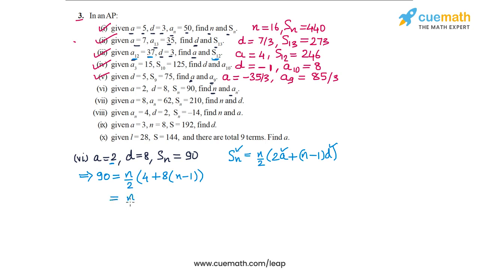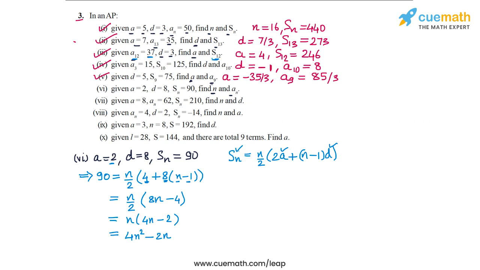So if we simplify the right side, we get n by 2 times 4 plus 8n. So 8 into n, let me write it as 8n. And then we get 8 into minus 1 is minus 8. Minus 8 plus 4 is minus 4. So this is what I get on the RHS. And if I divide this bracket by 2, I get n into 4n minus 2. So this is what I get. And now let me multiply the expressions on the right side. So we get 4n square minus 2n.